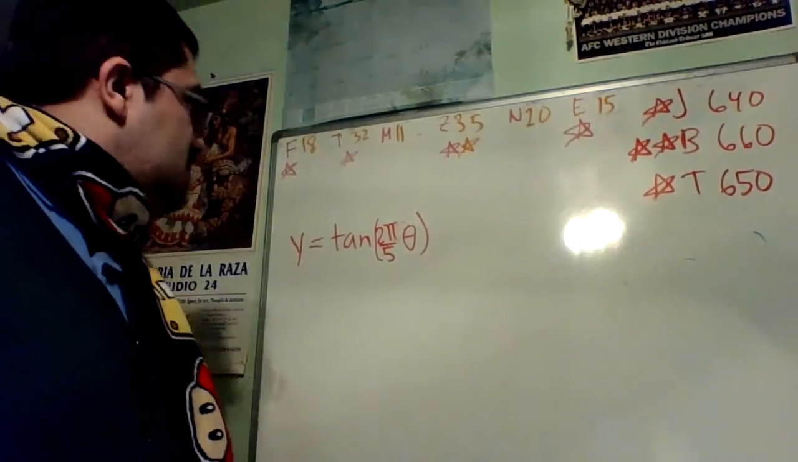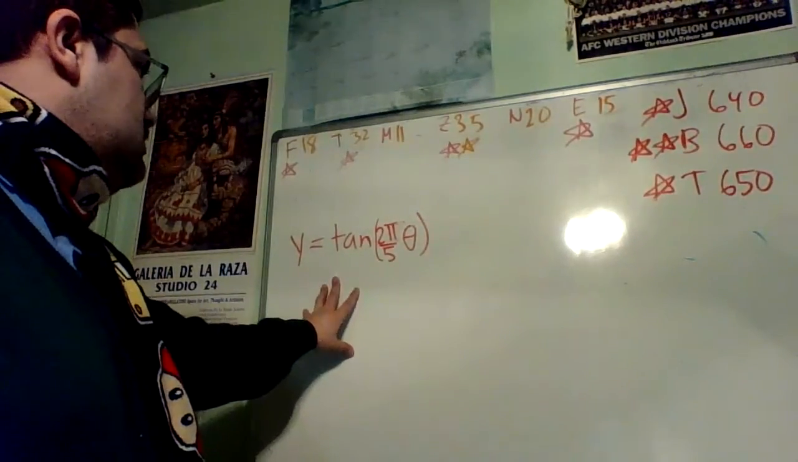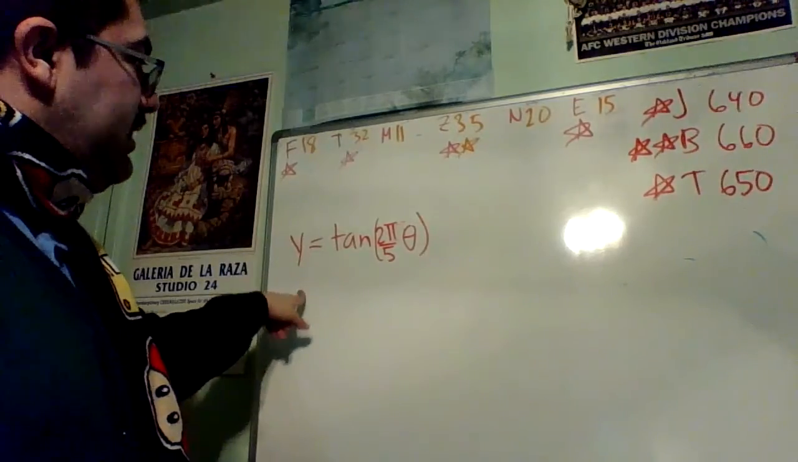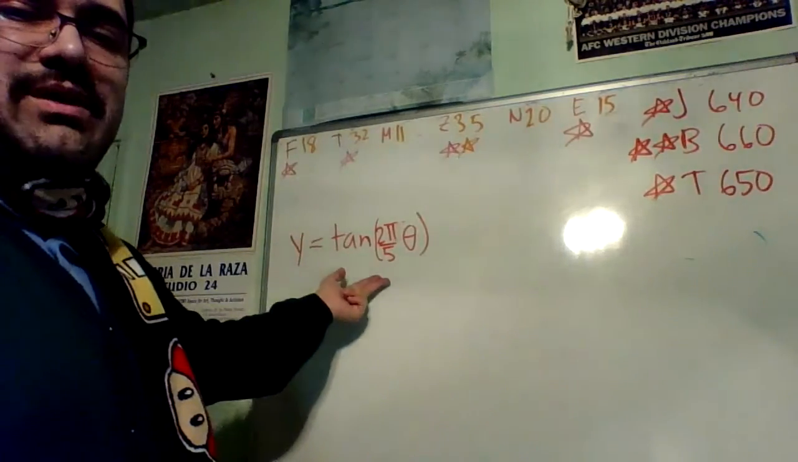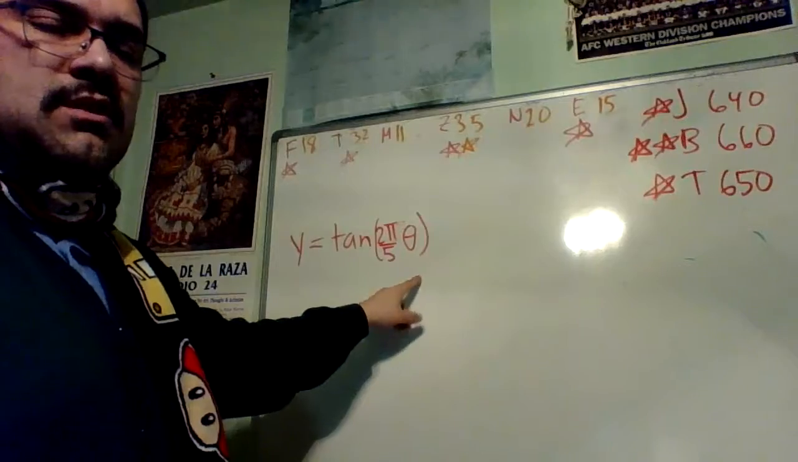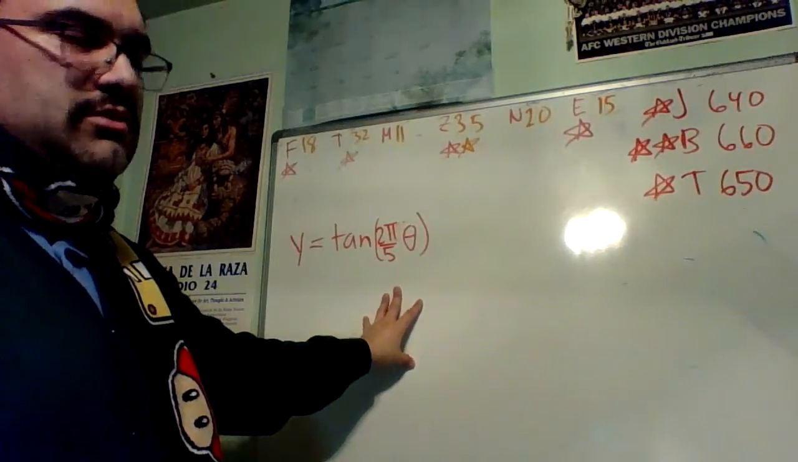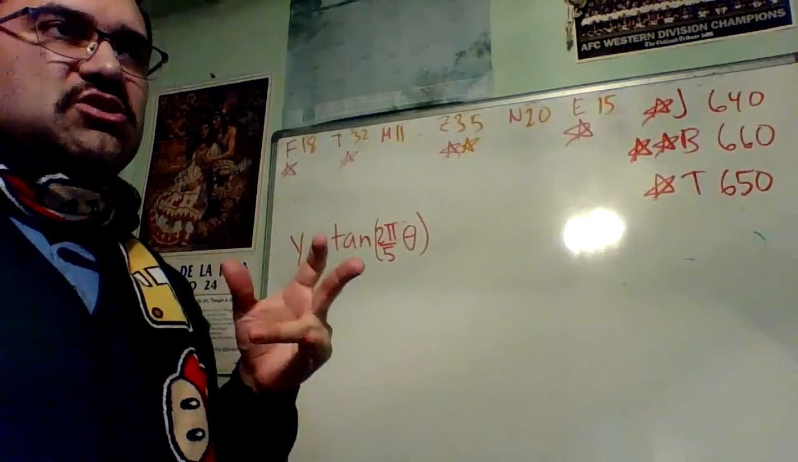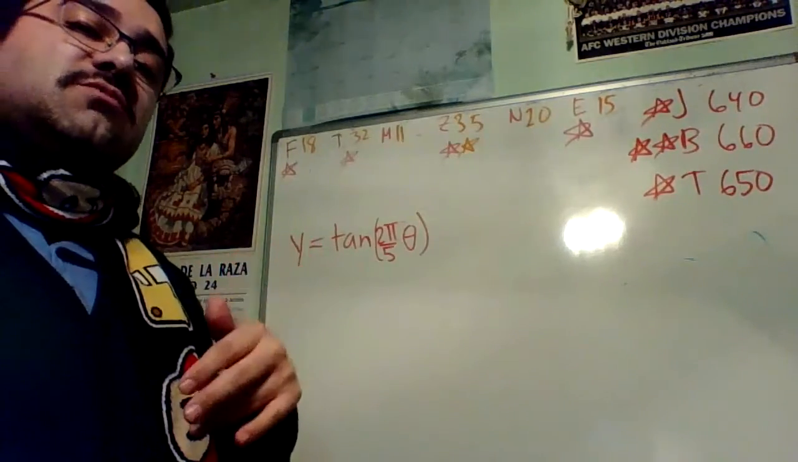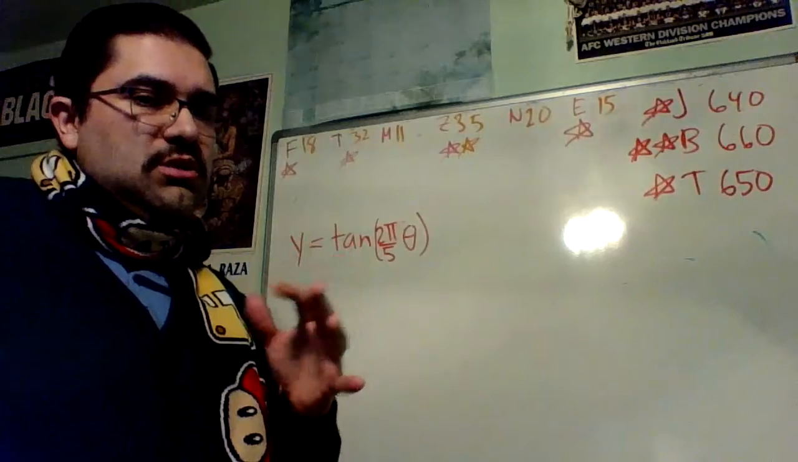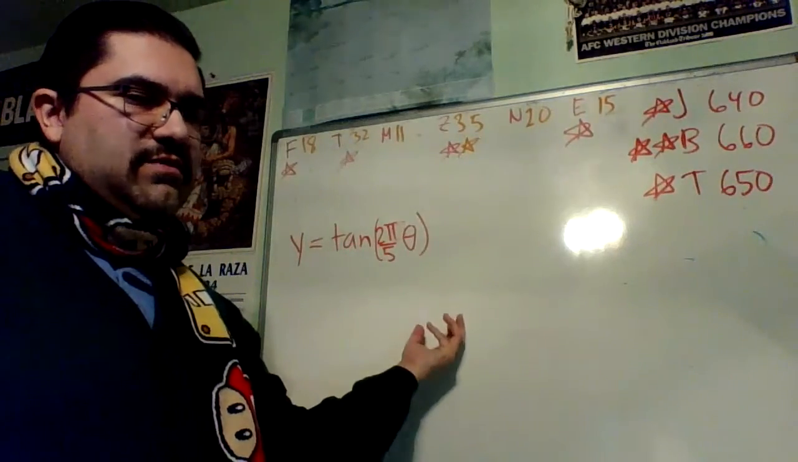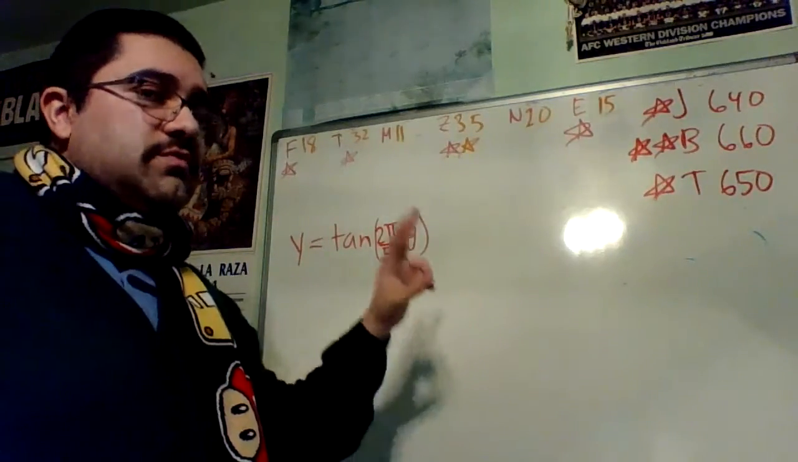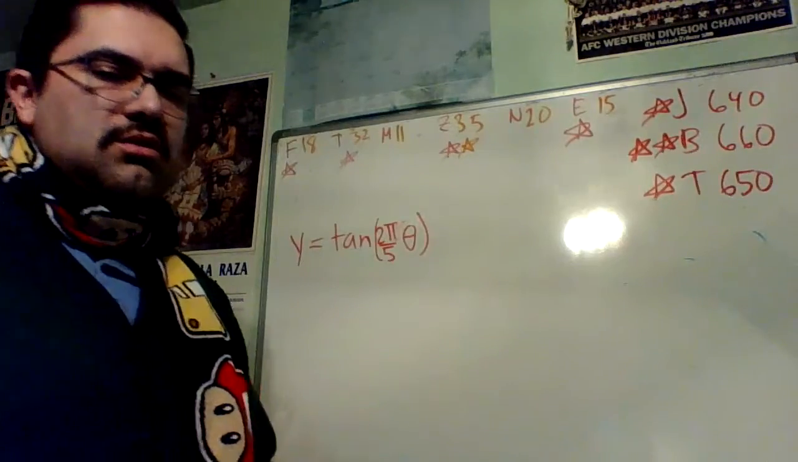Today we're going to be talking about the trig function y equals tangent of 2/5 pi theta. Specifically, we're going to try to figure out where the asymptotes are, especially those asymptotes that are not the period that we can usually find when graphing this. We can think of those sort of like the central asymptotes.